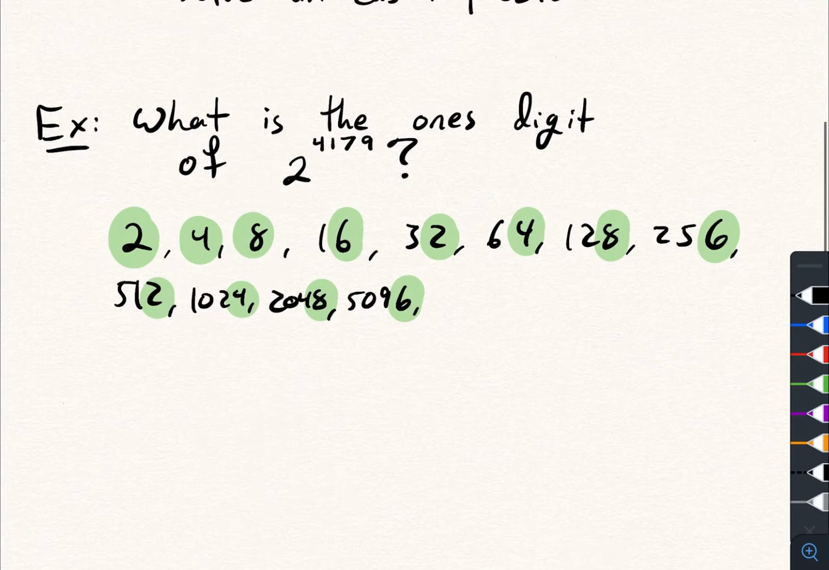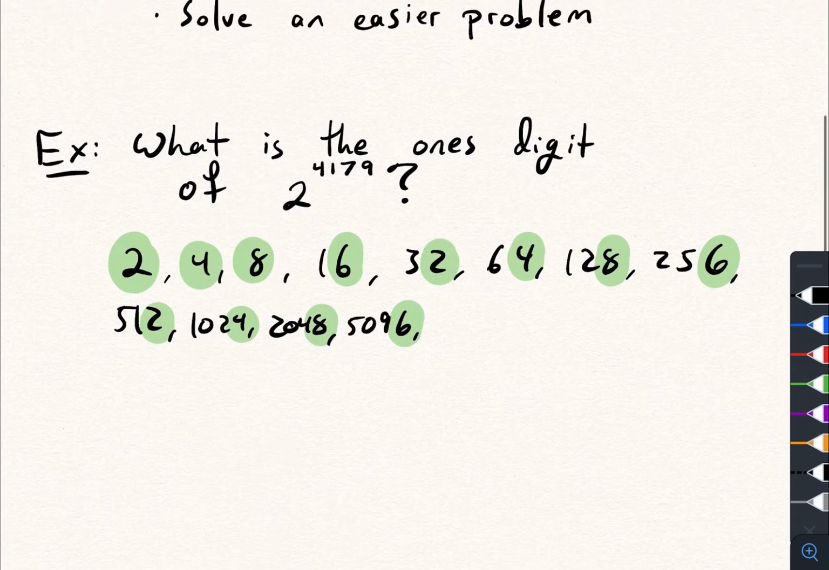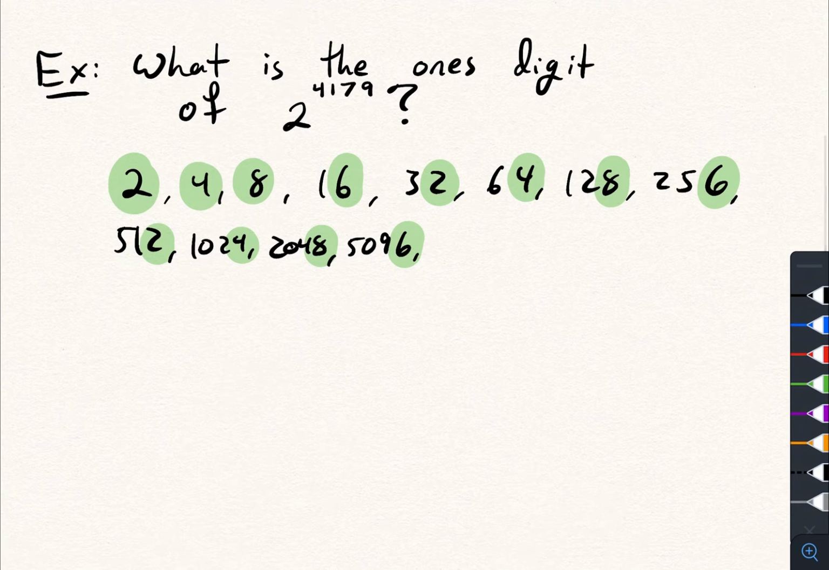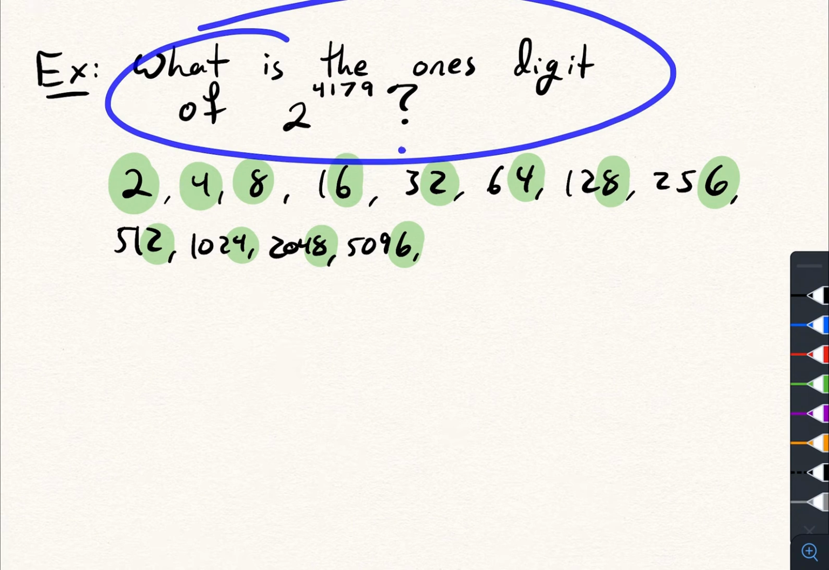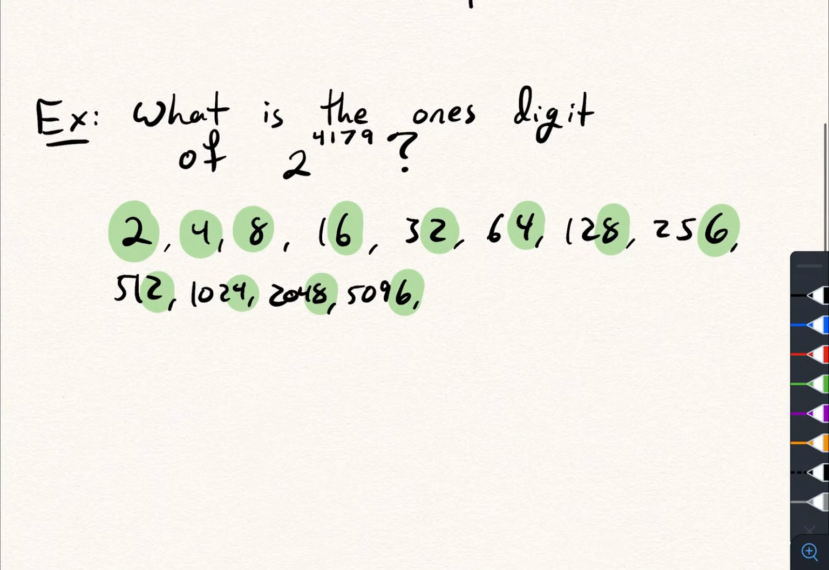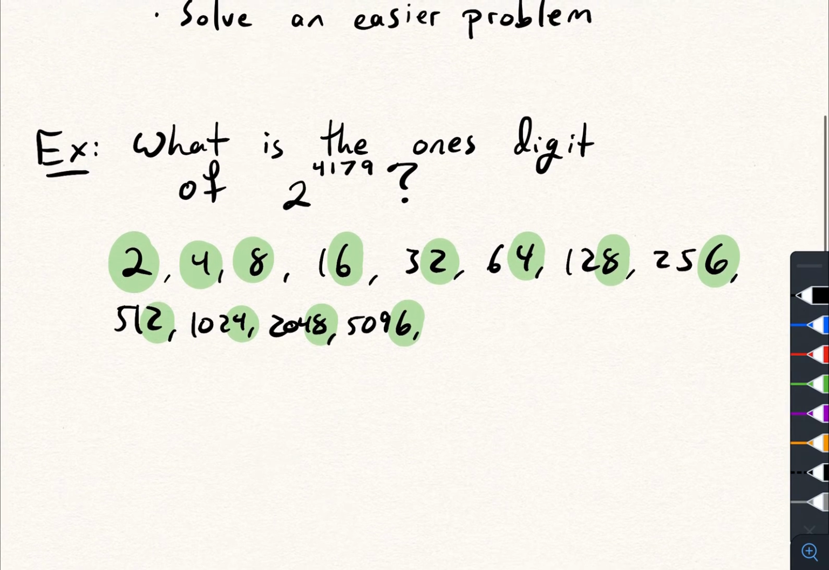We're going to come back to that question a little bit. For now, I'm interested in just answering this question and figuring out what we think the ones digit should be. Sort of just get a guess out there.